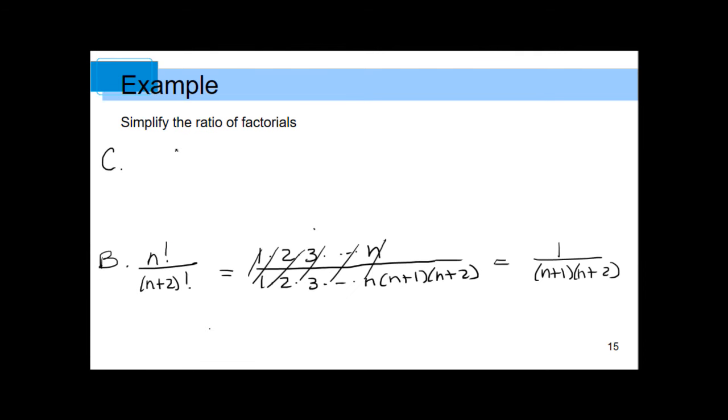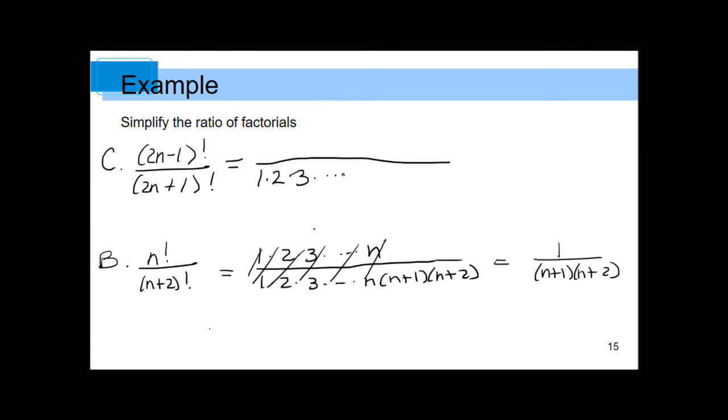Okay, so for part C, we have (2n minus 1) factorial and (2n plus 1) factorial. I always find it easier to think in terms of the pluses on these factorials, so let's start with the bottom first. In the denominator, we're going to have 1, 2, 3, all the way up to 2 times n, and then 2 times n plus 1, one greater than that.